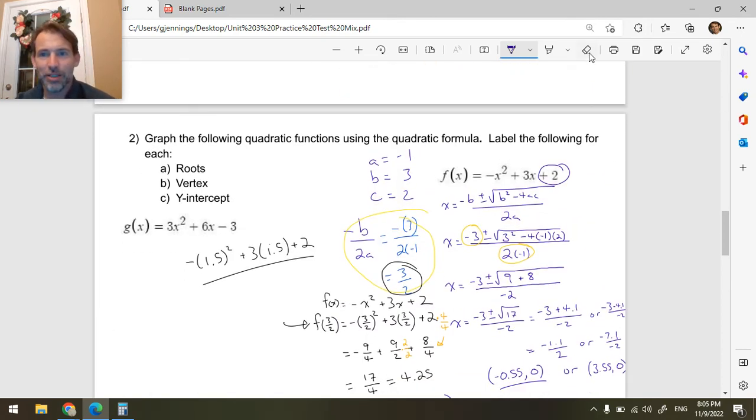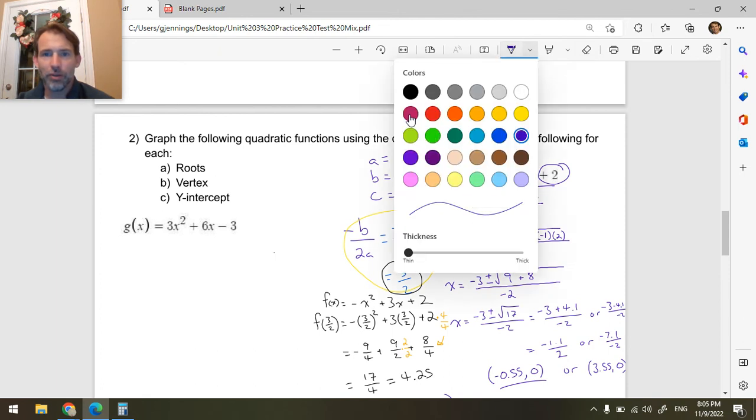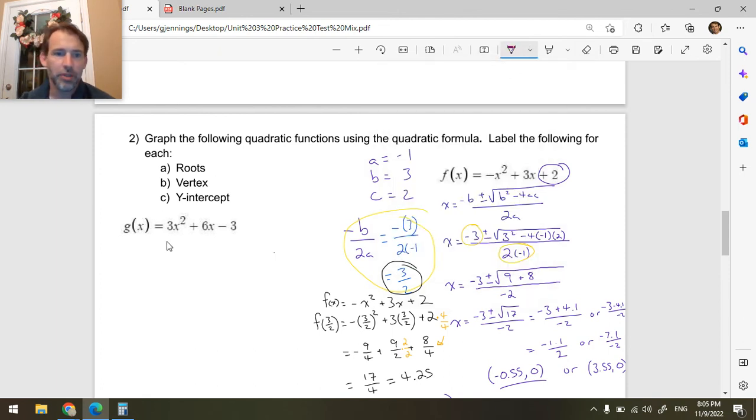Okay, I told you I was going to erase that, right? Decimals, youch. Okay, so let's get started on this one. We'll use a different color. We'll use purple, a different purple for this one.